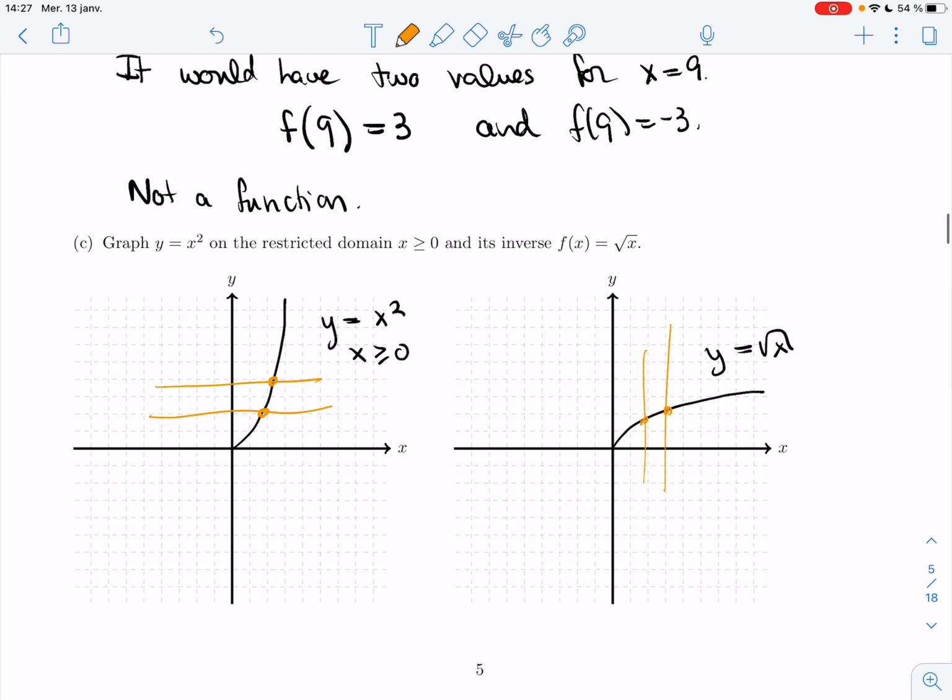All right, so in the next video, we'll make this precise. We'll talk about the vertical line test and the horizontal line test. And then we'll be ready to start inverse trig functions.